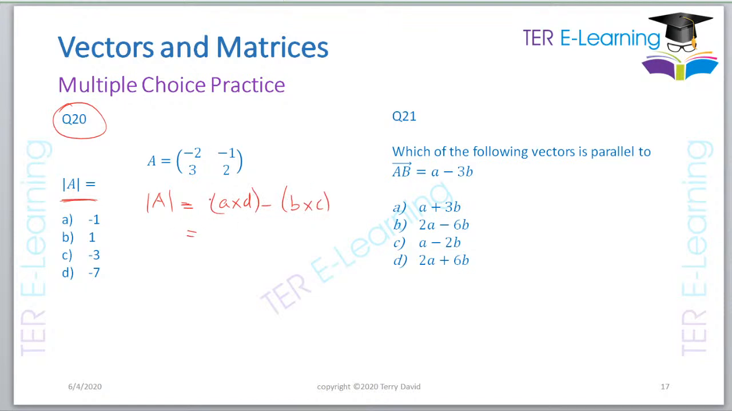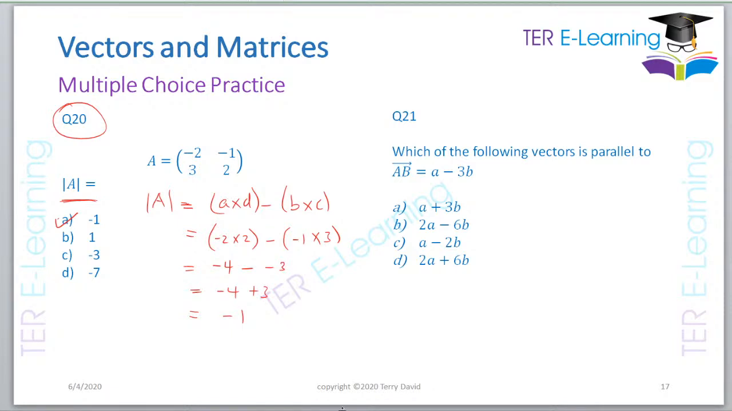So what we're going to do here, we're going to say -2 multiplied by 2 minus -1 by 3. Be very careful with the negative signs. -2 by 2 gives me -4. Minus -1 by 3 gives me -3. So this is the same as saying -4 plus 3. So -4 plus 3 gives me -1. So the answer is actually A. My determinant is equal to A. I see most of you had A. Great.